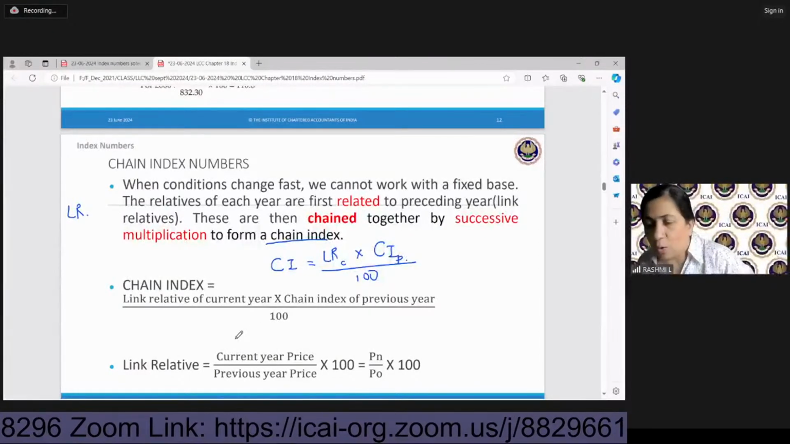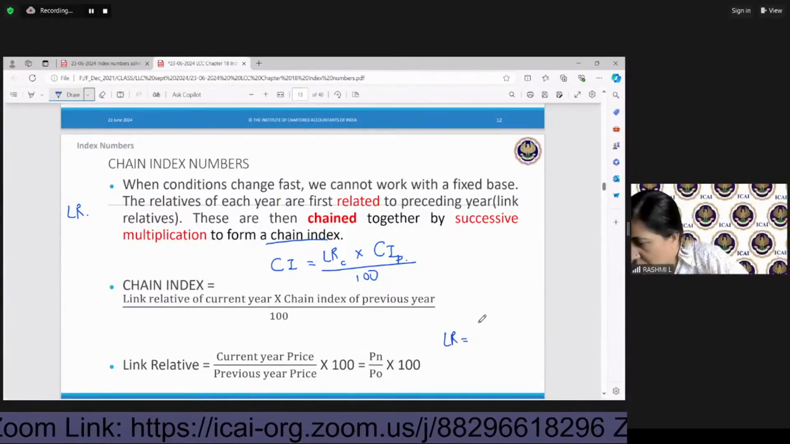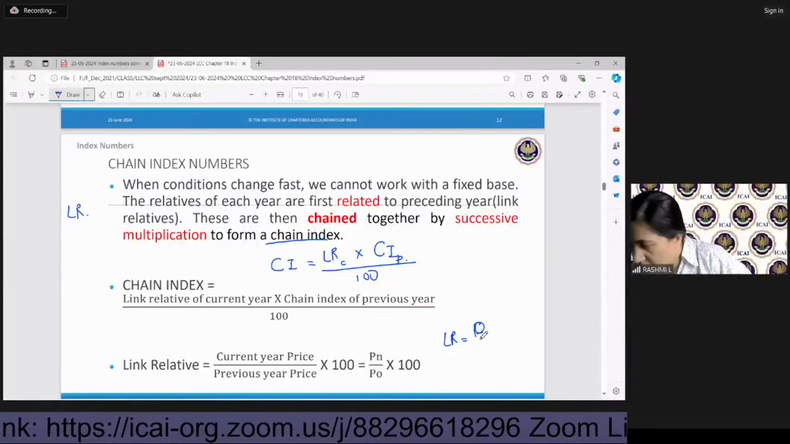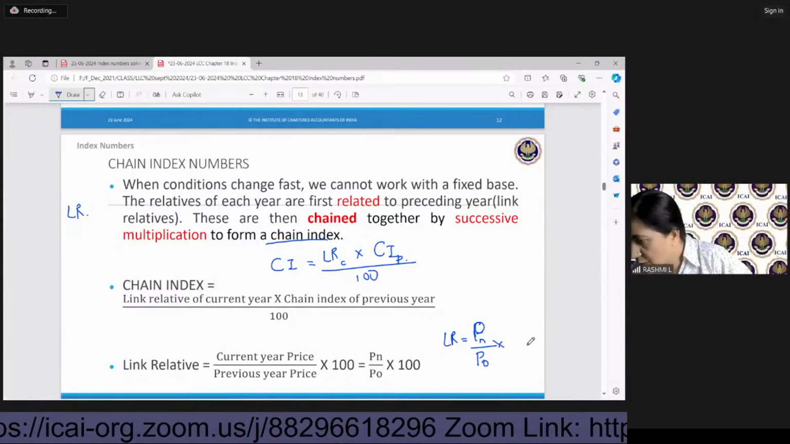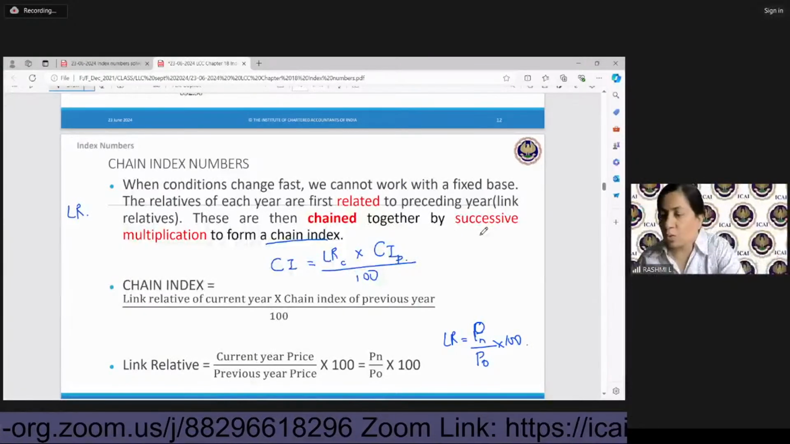And what is link relative? Link relative is current price upon previous price into 100. So this is what you need to know.